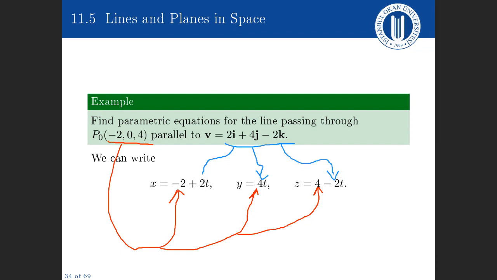So the answer to this question, the three equations, are x is equal to -2 plus 2t, y is equal to 0 plus 4t, or just 4t, and z is equal to 4 minus 2t. That's all we need to do.